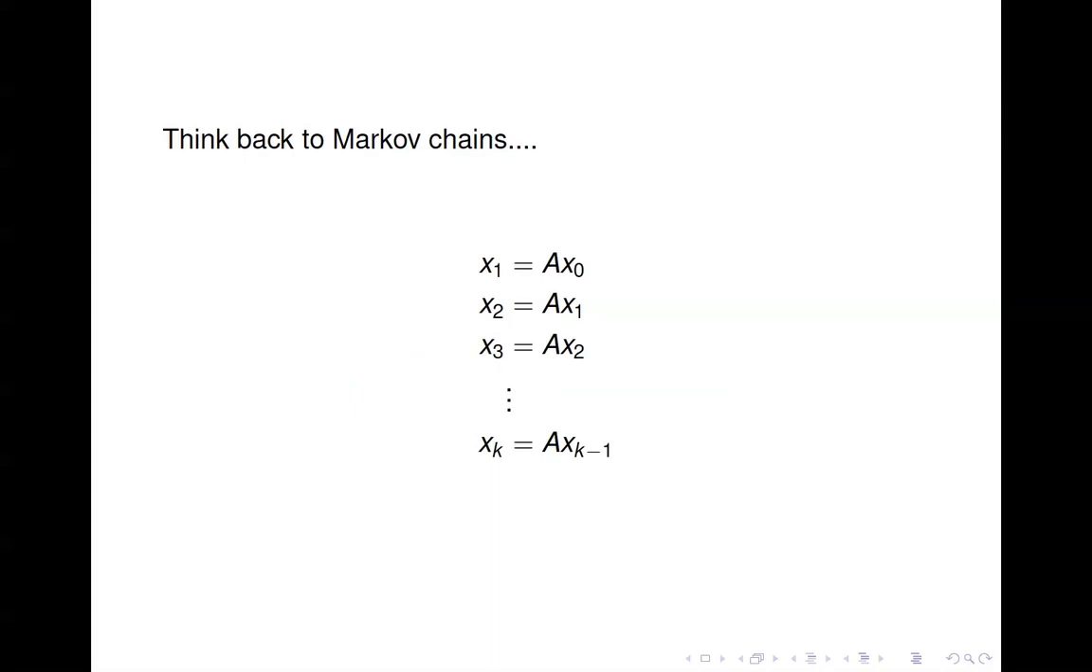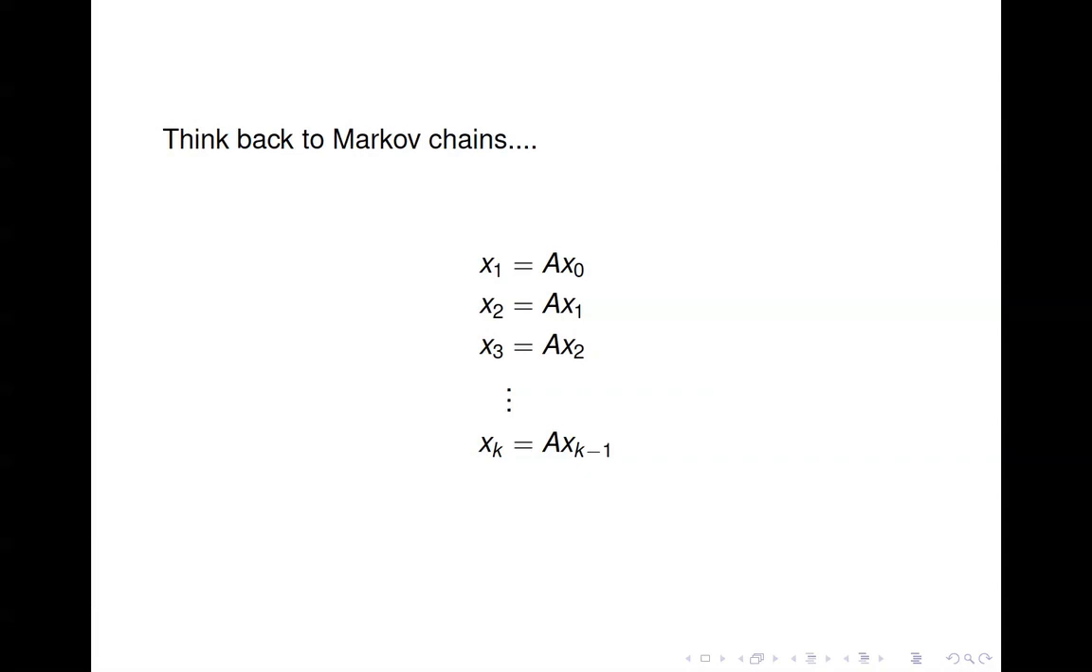Okay, now why is this of interest? Well, think back to our section on Markov chains. We had this equation that to get x1, we multiplied our transition matrix, which I'm calling A here, times the previous state vector. So for x1, A times x naught. x2 is A times x1, and so forth. x sub k is A times x sub k minus 1.